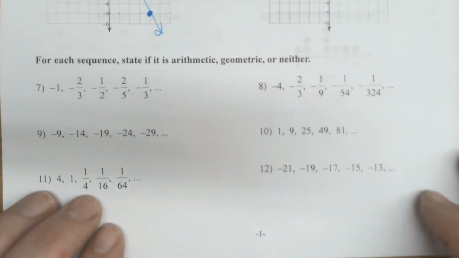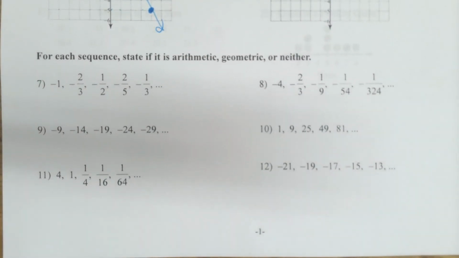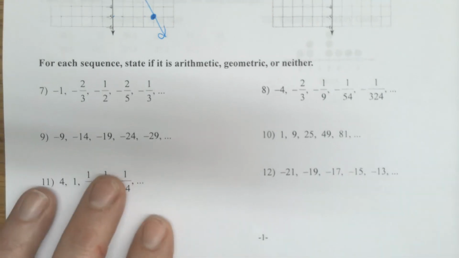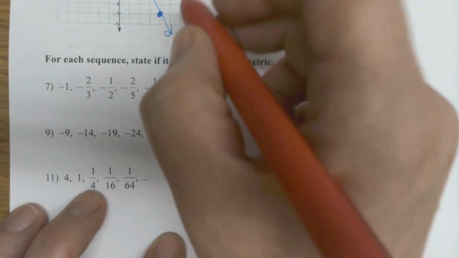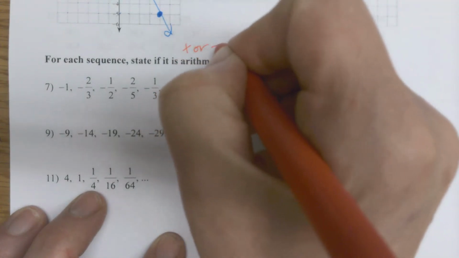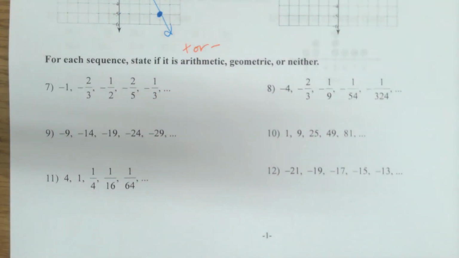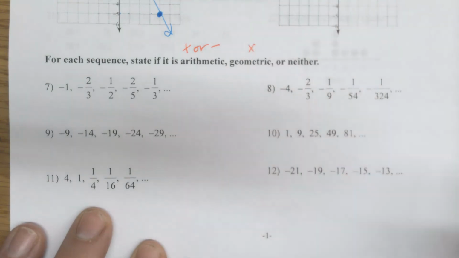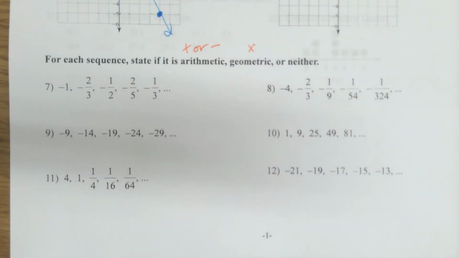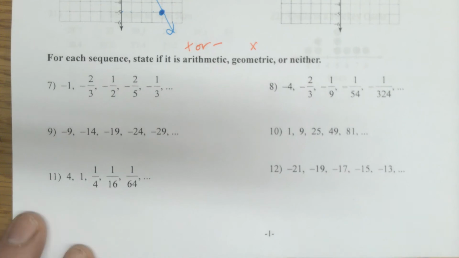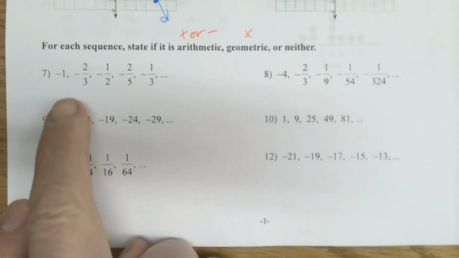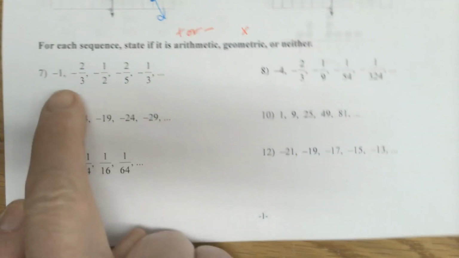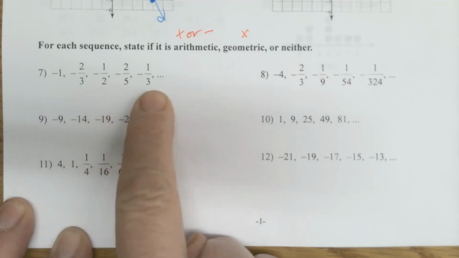Do you guys remember arithmetic, geometric, neither? What's arithmetic? Adding. Add or subtract each time. What's geometric? Times each time. What's neither? Neither. So when I go through these, what's going on? Do I see a pattern?